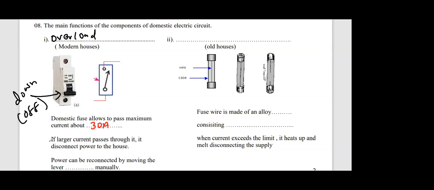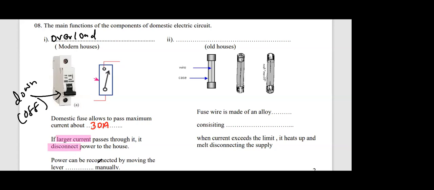The live wire is passed through the overload circuit breaker. So if a larger current passes through it, it disconnects power to the house. Underline larger current; larger means more than 30 amperes. If the current becomes more than that, this will disconnect the supply. Otherwise, everything gets burned, right? The refrigerator, blender, grinder, whatever is operating at that time, the television, gets burned.